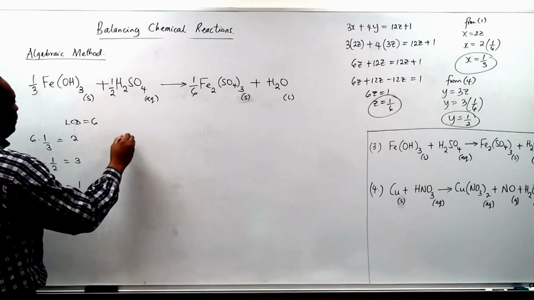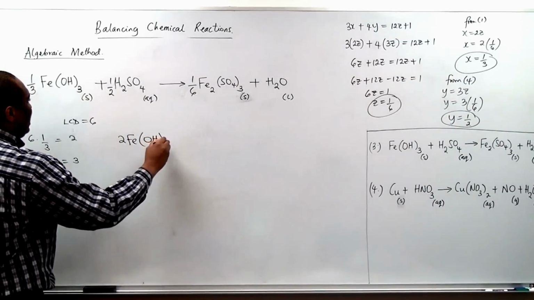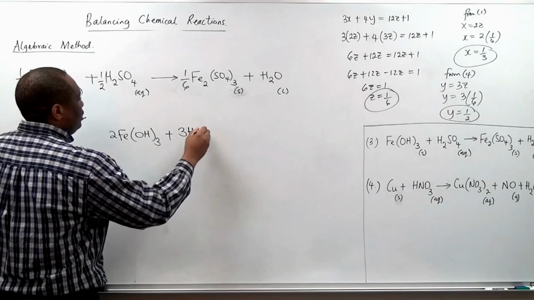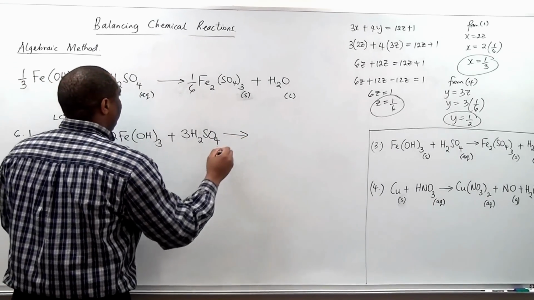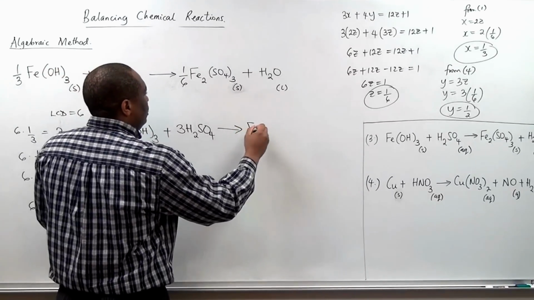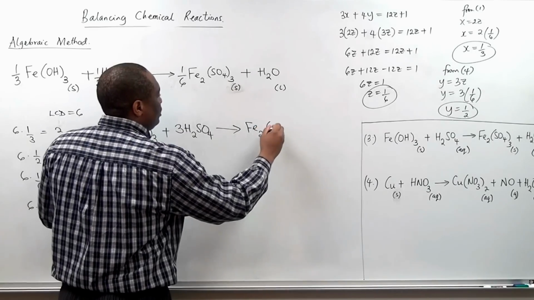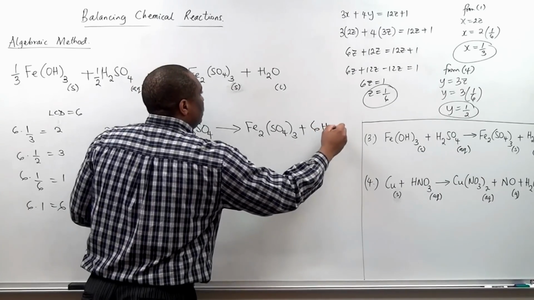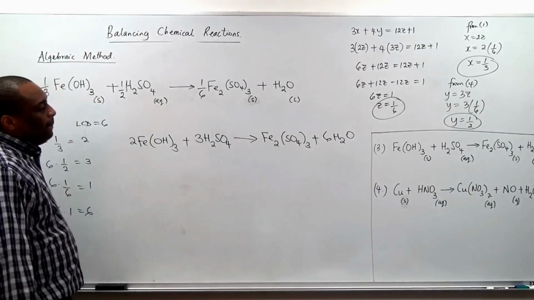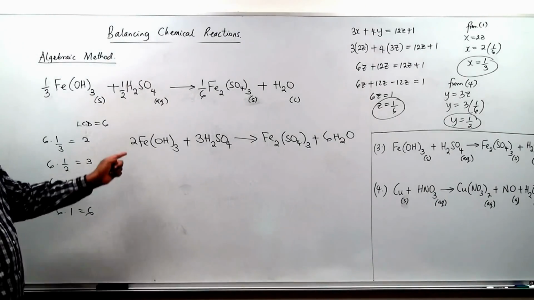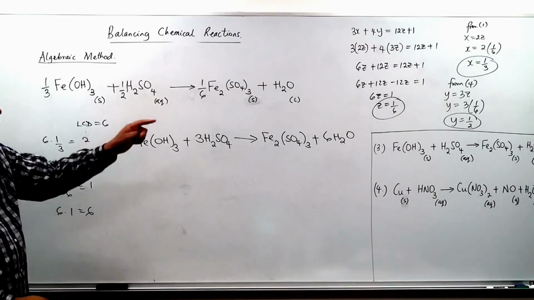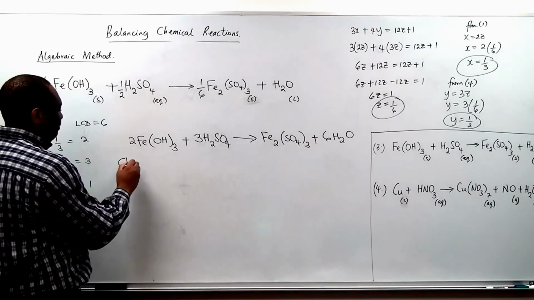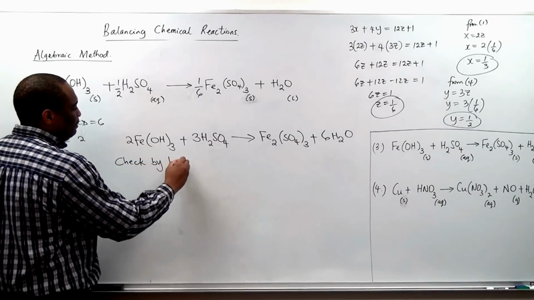This is now 2 Fe hydroxide, iron 3 hydroxide, plus 3 tetraoxosulfate 6 acid to give 1 iron 3 tetraoxosulfate 6 and 6 moles of water. 2 moles of this plus 3 moles of this to give 1 mole of this plus 6 moles of that. Okay, so let's now check by inspection.